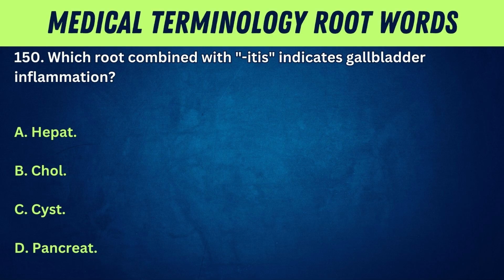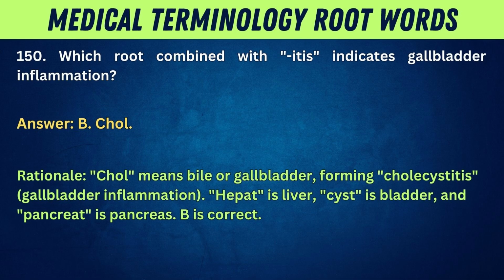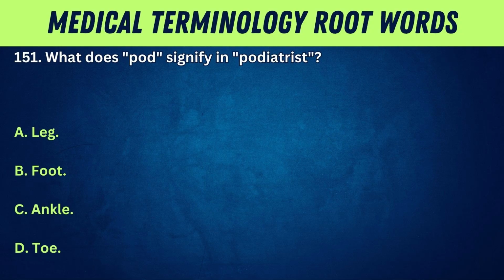150. Which root combined with itis indicates gallbladder inflammation? A. Hepat. B. Cole. C. Cyst. D. Pancreat. Answer: B. Cole. Rationale: cole means bile or gallbladder, forming cholecystitis, gallbladder inflammation. Hepat is liver, cyst is bladder, and pancreat is pancreas. B is correct.